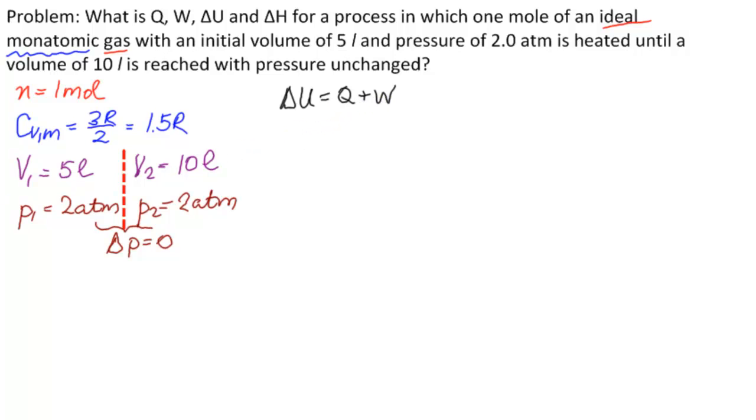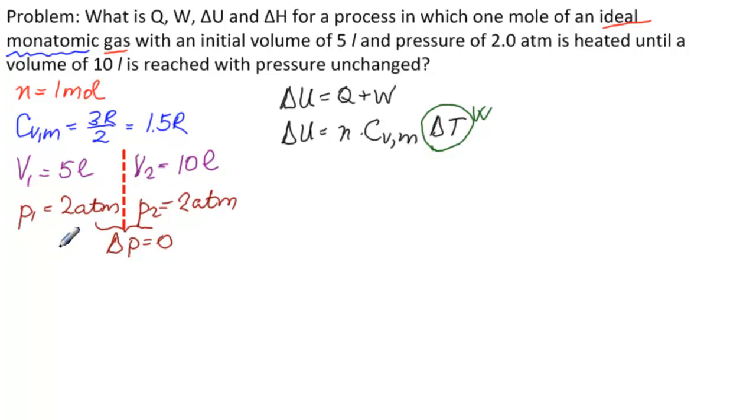And what do we know about delta U? We know that delta U, with this information here, is n times C_V,m times delta T, the temperature change. Can we find delta T? And the answer to that question is yes. Why? Because we have V1 and P1, and n equal to 1 mole, and an ideal gas, so we can find T1. And V2 and P2, and n equal to 1 mole, and an ideal gas, so we can find T2. So we can find delta T, and so we can calculate delta U.